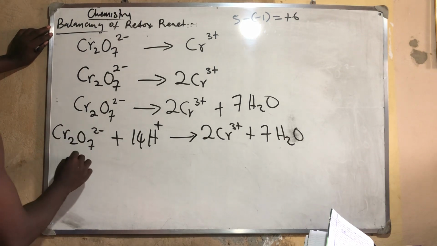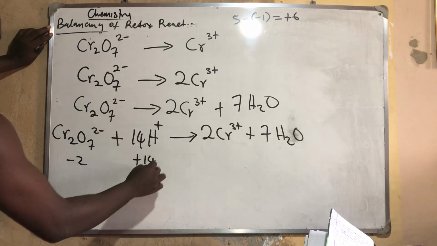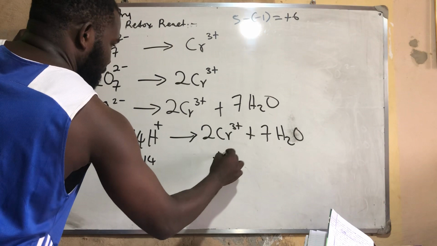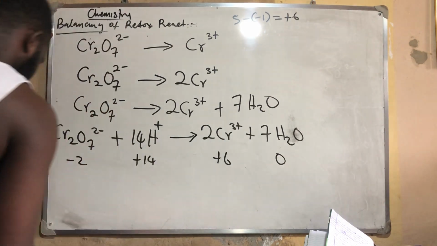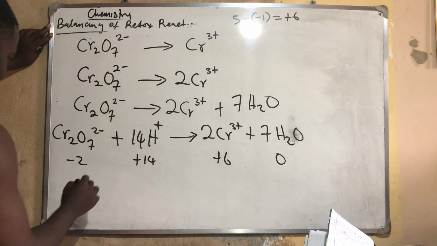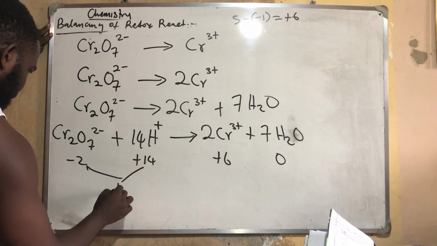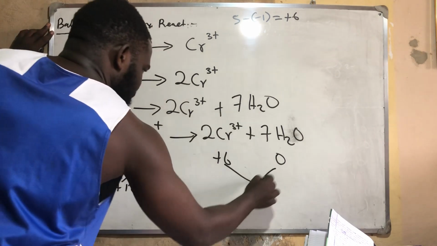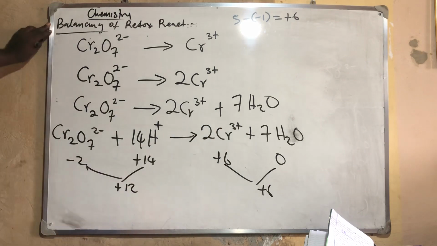So this is a minus 2. This is a plus 14. And this one is 2 times 6, plus 6. And this is 0. So if you check both of them, this side is giving me plus 12, while this side is giving me plus 6. So this is bigger than this by 6. So we are now adding 6 electrons here, then we are done.